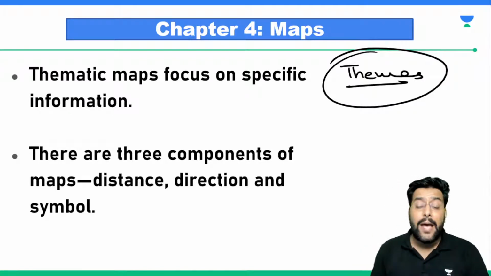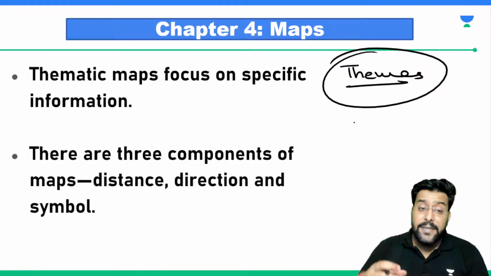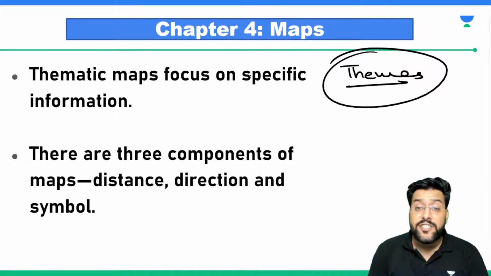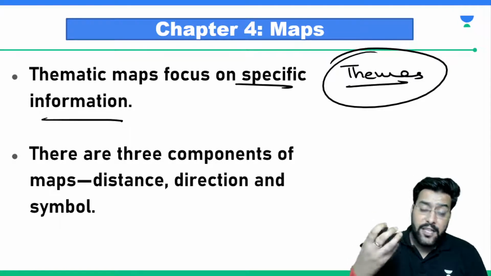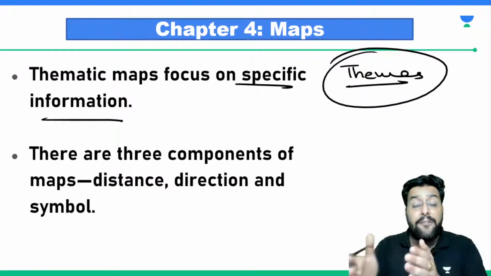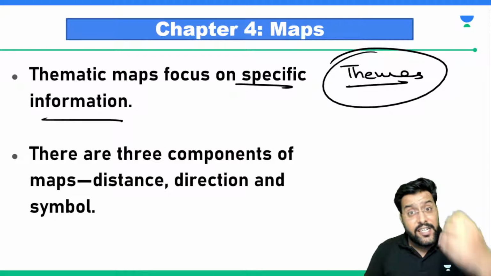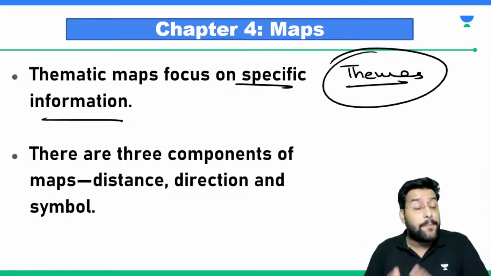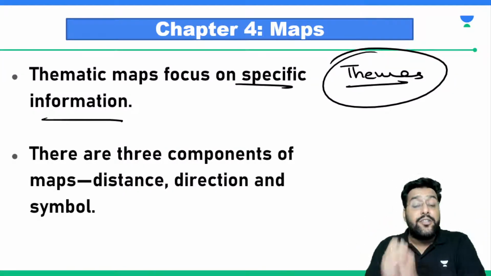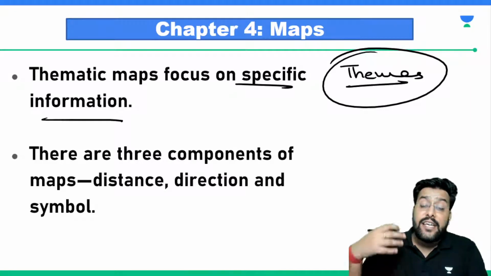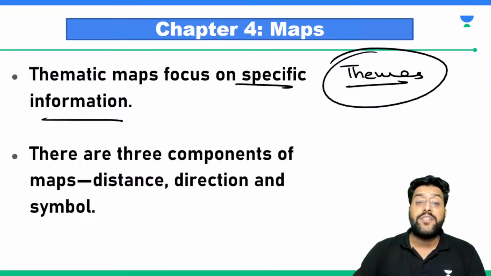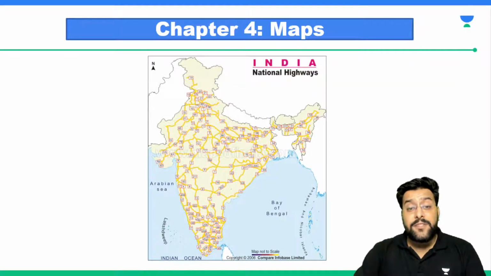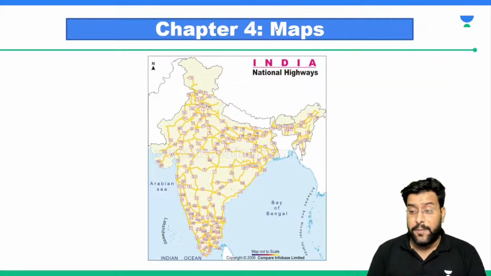When it comes to maps, sir, a thematic map is something which is focused on specific information. For example, the theme of one map can be where the power plants of India are located, what is the rainfall distribution, how the national highways are placed, where are we getting the natural resources, where are we getting the metals. All these things are related to one particular piece of information, so they become specific related to information.